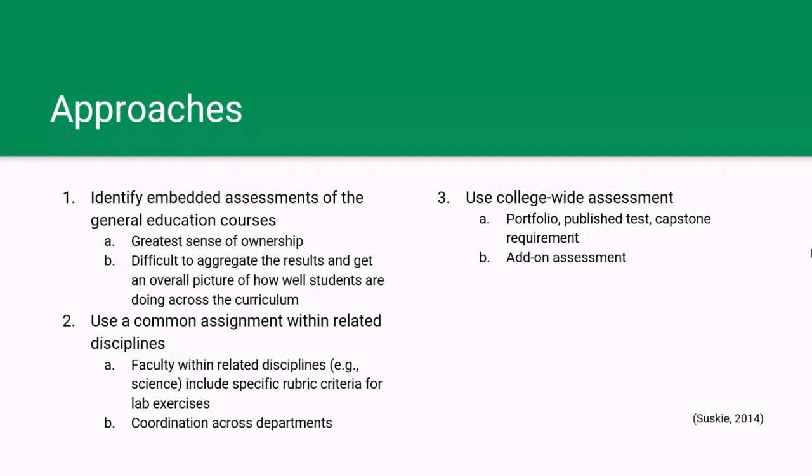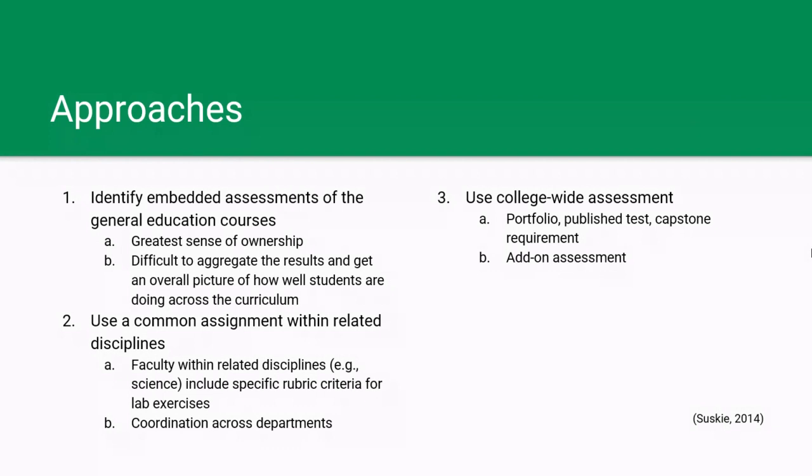The second approach is using a common assignment within related disciplines. So faculty within related disciplines, for example, the sciences, can either use a common rubric or use specific rubric criteria to assess a common assignment or a common type of assignment, for example, lab exercises. And this does take coordination across departments, right? It takes a level of communication and coordination across departments to engage in this type of assessment with multiple faculty members.